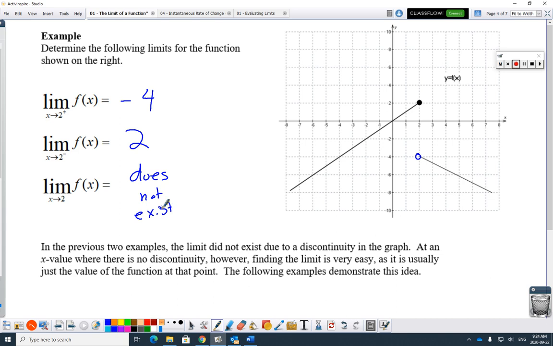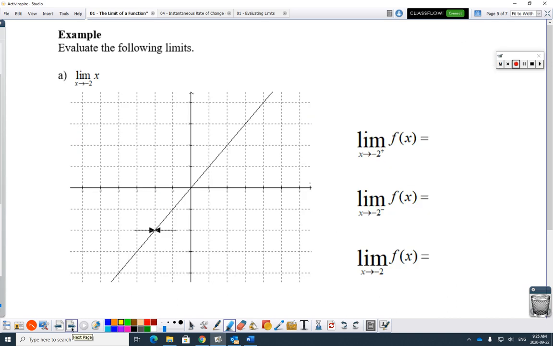So in the previous two examples, the limit did not exist due to a discontinuity in the graph. At an x value where there's no discontinuity, though, finding the limit is very easy. Like very easy. It's going to be easy to find limits when there's not discontinuities. That's why we care about discontinuities, is because they indicate spots where the limits might not exist. So for a while, life's going to get really easy here. For about 5 or 6 examples in a row, limits are going to become the simplest thing you've seen in a while. And then we'll accelerate into some awesome algebra.